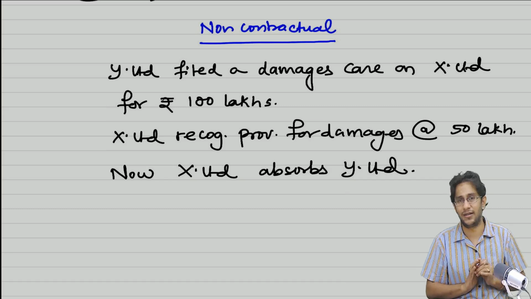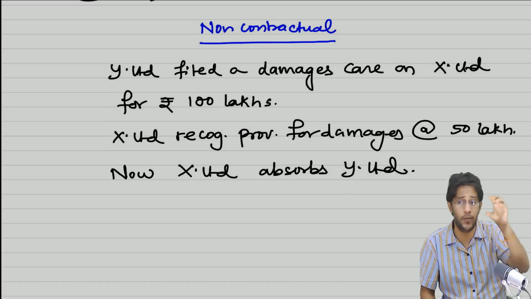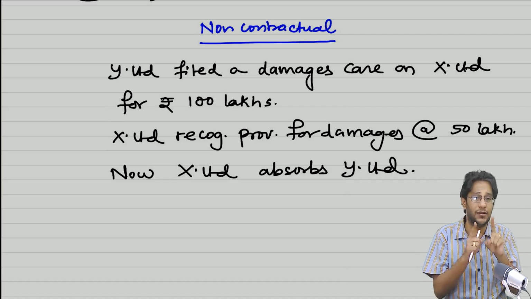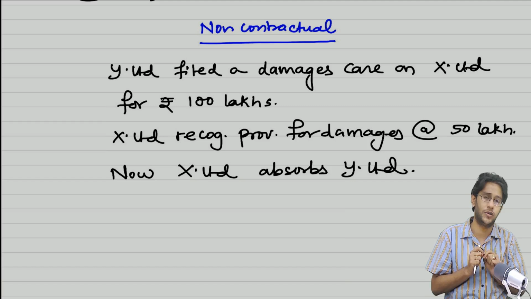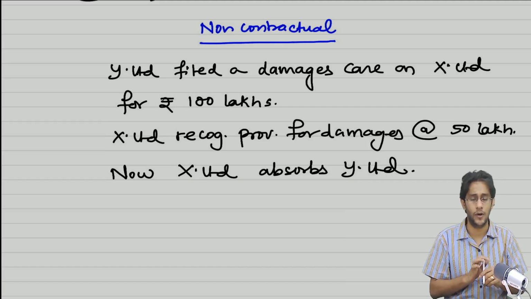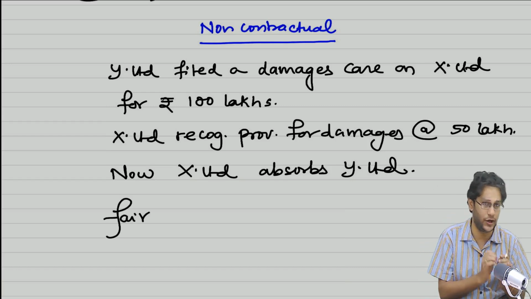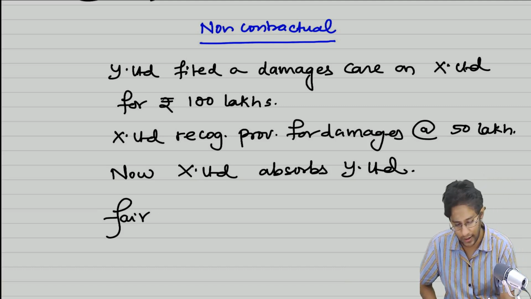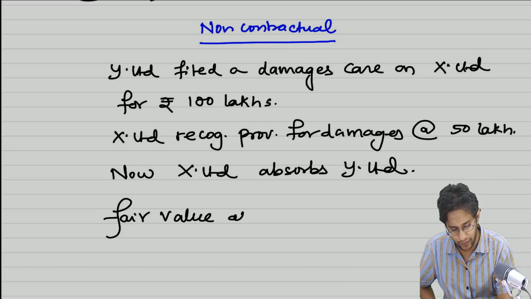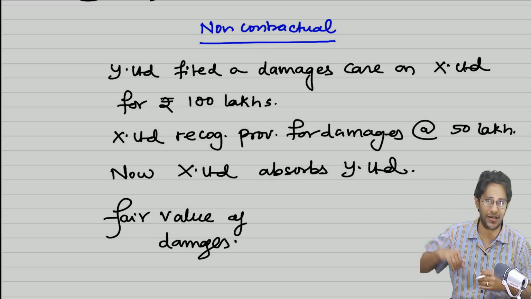So whatever the standard says is, whatever PC X Limited is paying to Y Limited, this money is not entirely towards business combination. Some amount is towards settlement of a litigation. So we assume that the pre-existing relationship in the form of a litigation is settled at fair value. Fair value of this damages means in your books liabilities are appearing at 50 lakhs because you created 50 lakhs provision on the last balance sheet date.